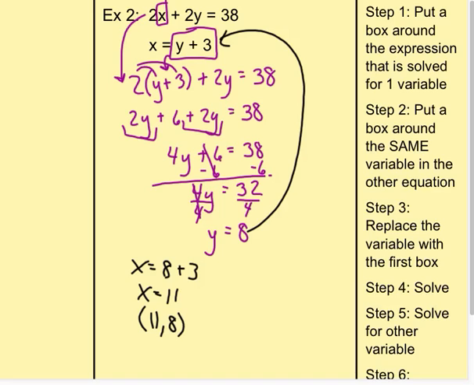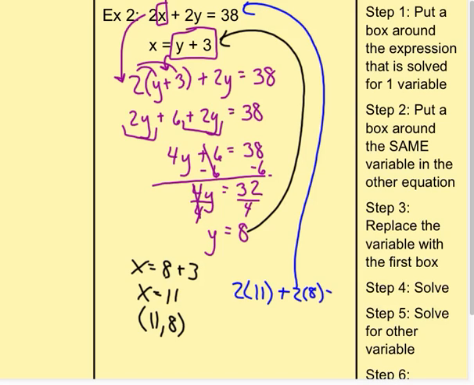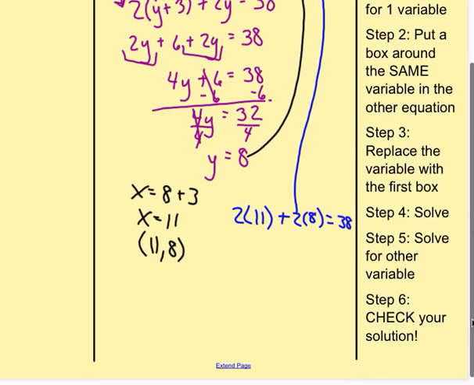And finally, check your solution in the other equation. You only have to do one check this time. So this is the equation that I'm going to be checking. Substituting 11 for x, substituting 8 for y. Does that equal 38? 2 times 11 is 22. 2 times 8 is 16. And 22 plus 16 is 38. So we got both equations to check, so we got the right solution.